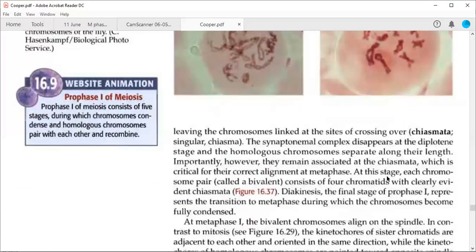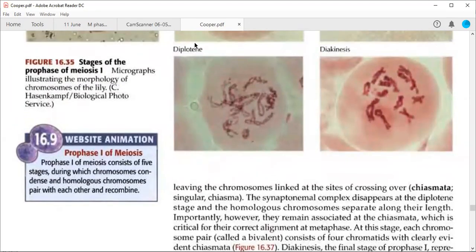At this stage, each chromosome is paired. These paired chromosomes are called bivalents. So these bivalent chromosomes are characteristic of diplotene. Also, one more important thing I would like to tell you here: this diplotene is the cell stage where the oocytes, or eggs, of humans and other animals are trapped.